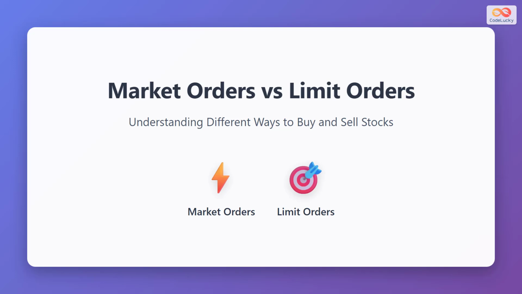When you're ready to buy or sell stocks, you have two main types of orders to choose from: market orders and limit orders. Each serves a different purpose, and understanding both is crucial for successful trading. Market orders prioritize speed, getting you in or out of a position immediately. Limit orders prioritize price control, ensuring you only trade at prices you're comfortable with. Let's explore how each one works and when to use them.